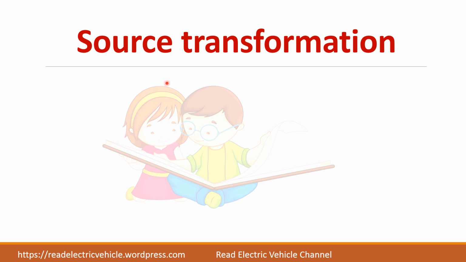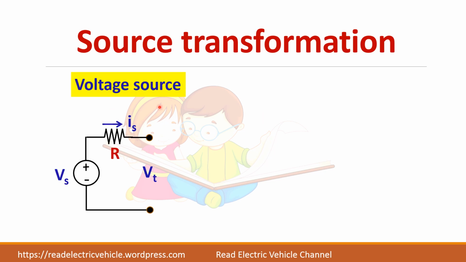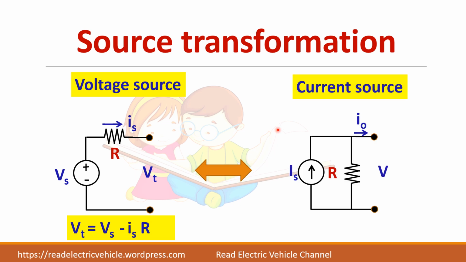Now let us see how to change a voltage source to current source or current source to voltage source. So you have a voltage source Vs in series with a resistance. We call it a voltage source. Similarly, a current source is represented by a current source in parallel with the resistance R. So let us see how to convert a voltage source to current source or from current source to voltage source.